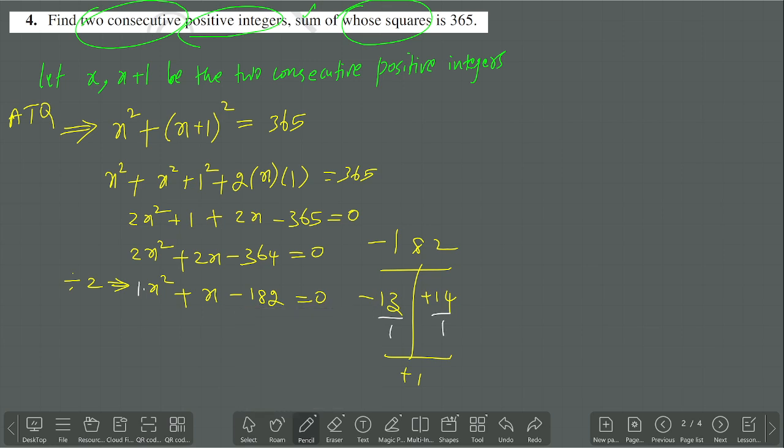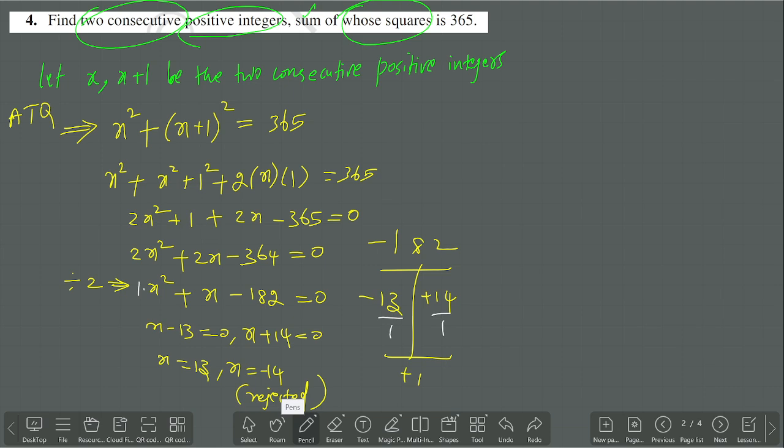Now, what are the factors? x minus 13 equal to 0, x plus 14 equal to 0. So x equal to 13 and x equal to minus 14. What is x? A positive integer. Then what do I have to do? Reject. This is rejected because we assumed x and x plus 1 as positive integers. We are getting one negative integer, so it is rejected. I don't want a negative, I need only positive. Is it okay?